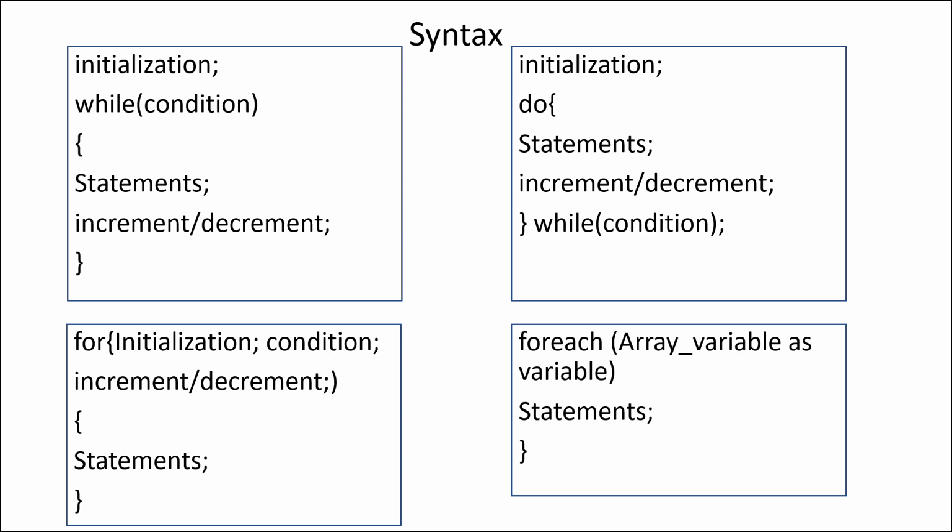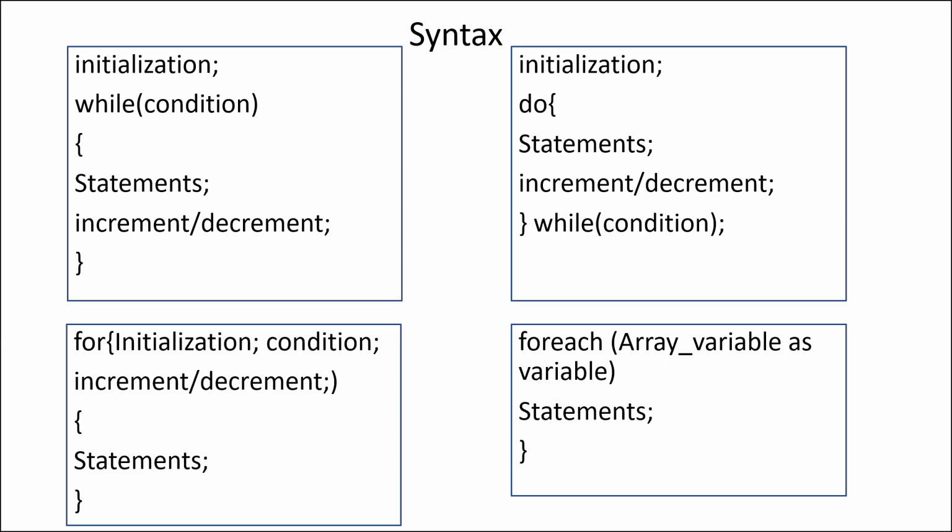Another, for, you can have an initialization part followed by condition, and the next part is increment or decrement. So the initialization will be done at the beginning and the condition is evaluated each time, and similarly increment or decrement will be executed in each iteration. The statements to be repeated will be available within the curly parentheses.